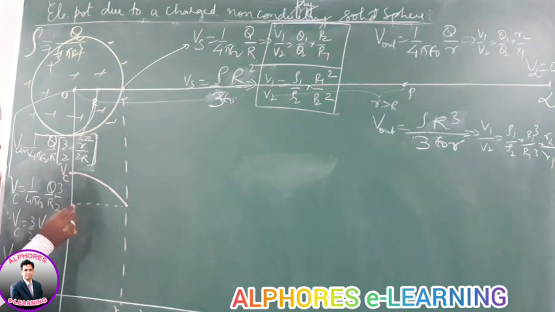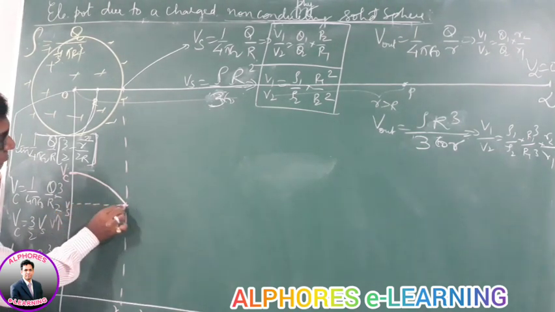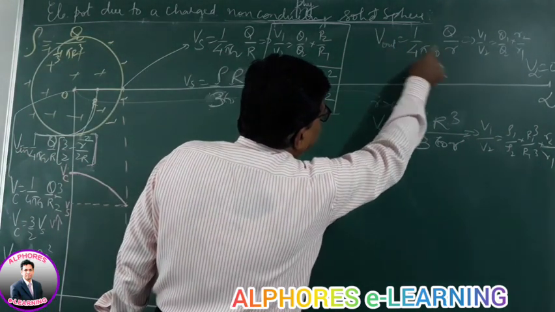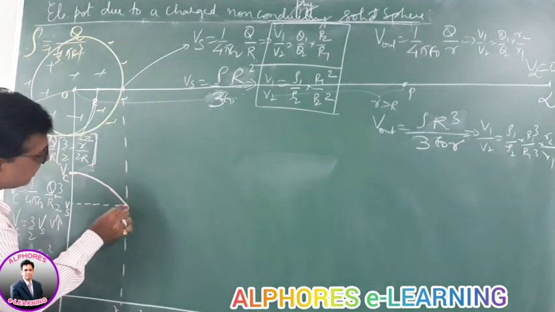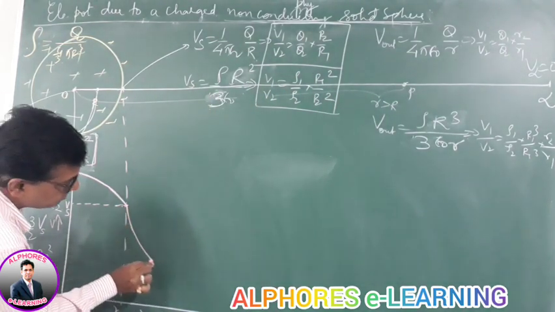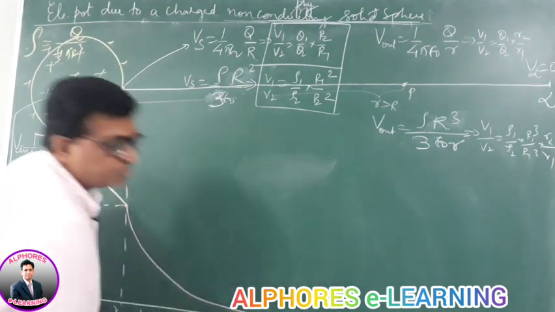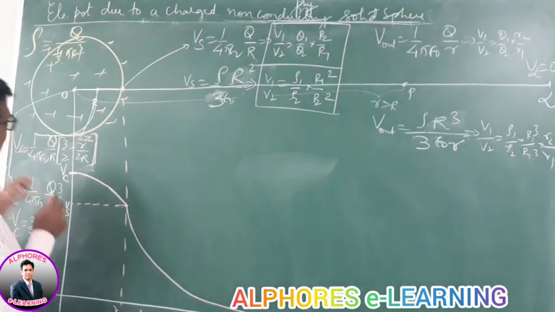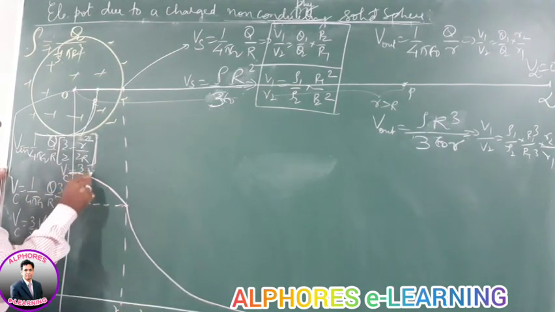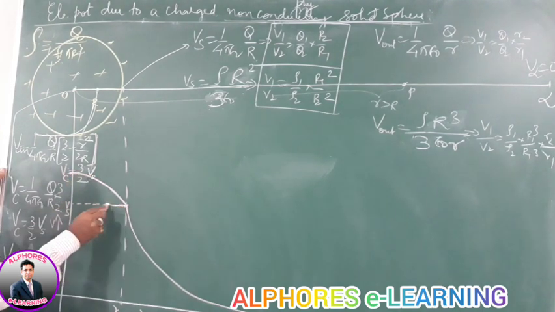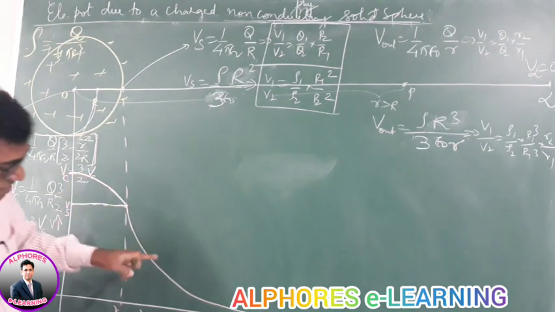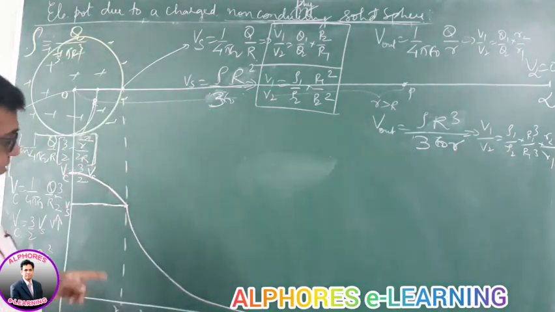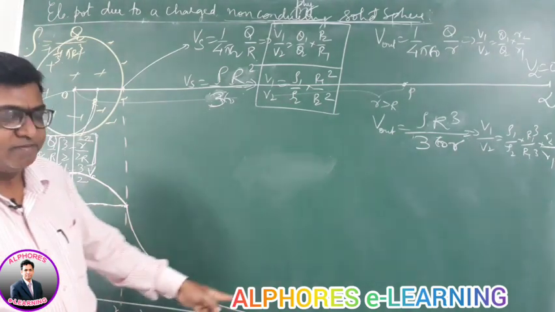So here the potential is at the surface, Vs. Now outside the point, the potential at the outside point is inversely proportional to R. So this is a rectangular hyperbola. At the center the potential is highest. At the center the potential is 3 by 2 times V surface. On the surface the potential is so and so, and outside it is inverse law. It's a rectangular hyperbola. So this is the variation of the electric potential at different points.